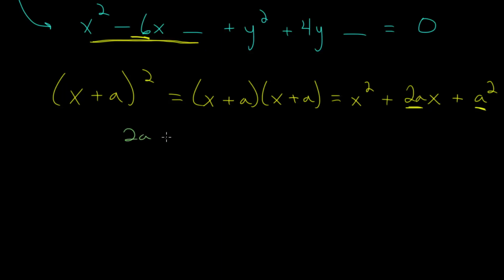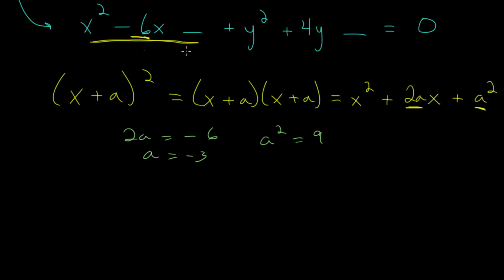We can say that 2a, the coefficient on x in our formula, is equal to negative 6, meaning that if we divide each side by 2, a would be negative 3. And we need to know what a squared is. If we multiply negative 3 by negative 3, we get positive 9.